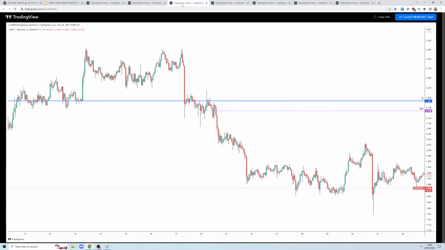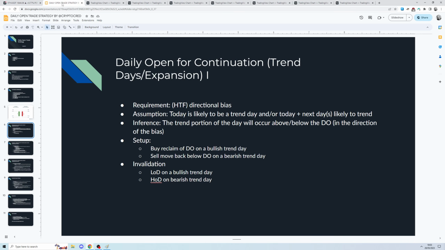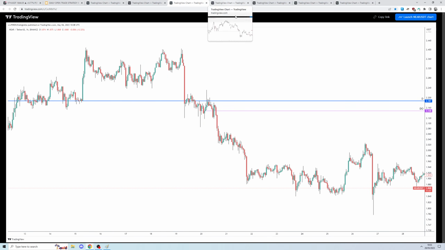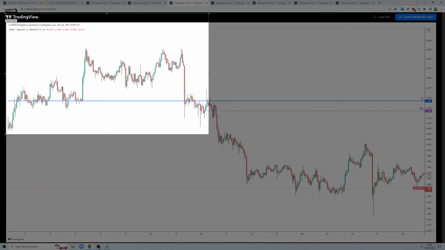Well, you do it, hopefully, using the daily open strategy. And again, very similar stuff as per our setup slides, right? Sell a move back below the daily open, invalidation at the high of day, on a bearish trend day. So how does that manifest on this occasion?